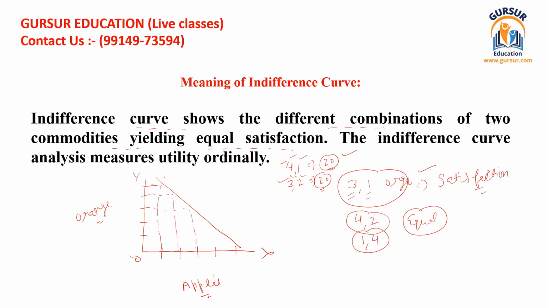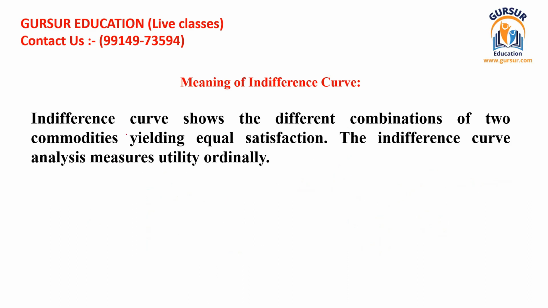This is just showing that I am consuming 5 units of oranges and 1 unit of apple. The second combination is telling me that I am consuming 4 units of oranges and 2 units of apple. In this way you can plot different combinations, and when you make a curve from these different combinations, that curve ultimately leads to the indifference curve. So this is all about the indifference curve. I hope you have got an idea of what I'm going to teach you in this lecture.